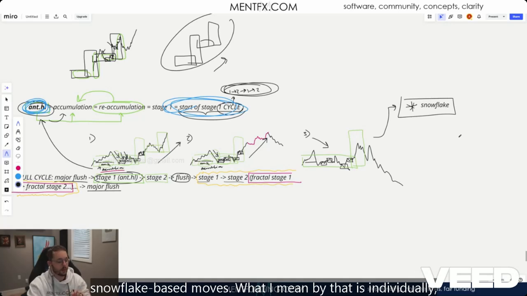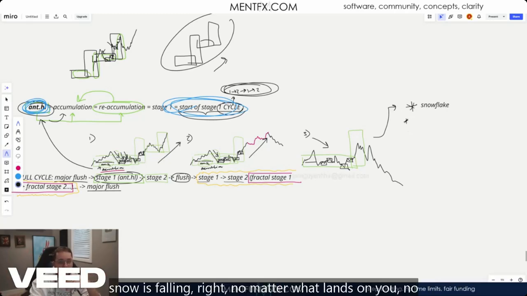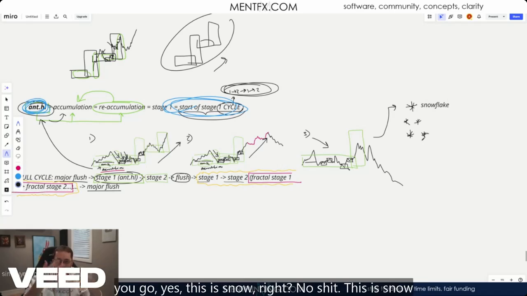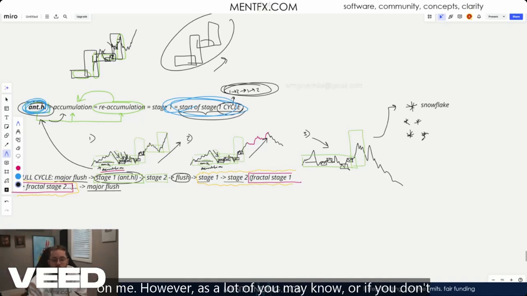What I mean by that is, when you go outside into the open air and it's winter and snow is falling, right? No matter which snowflake lands on you, you look at that and you go, yes, this is snow, right? This is snow coming from the top, from the clouds. This is snow falling on me.